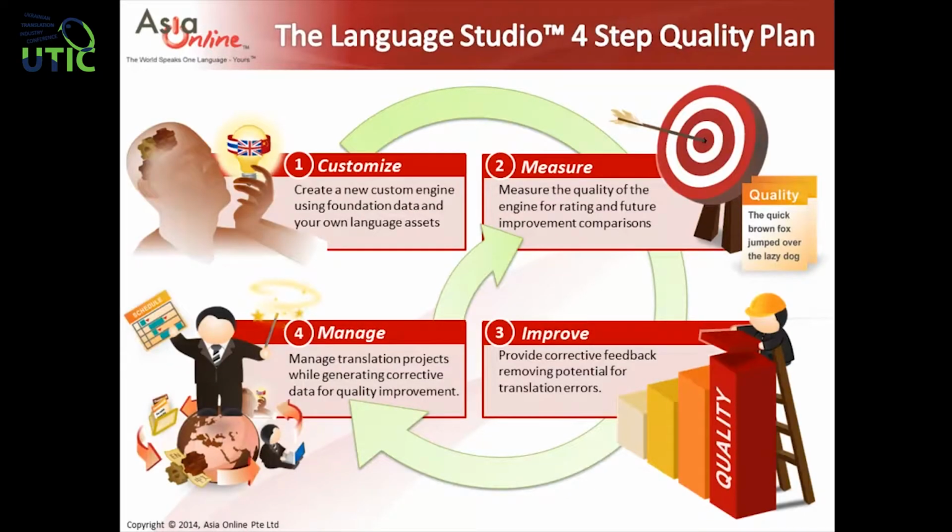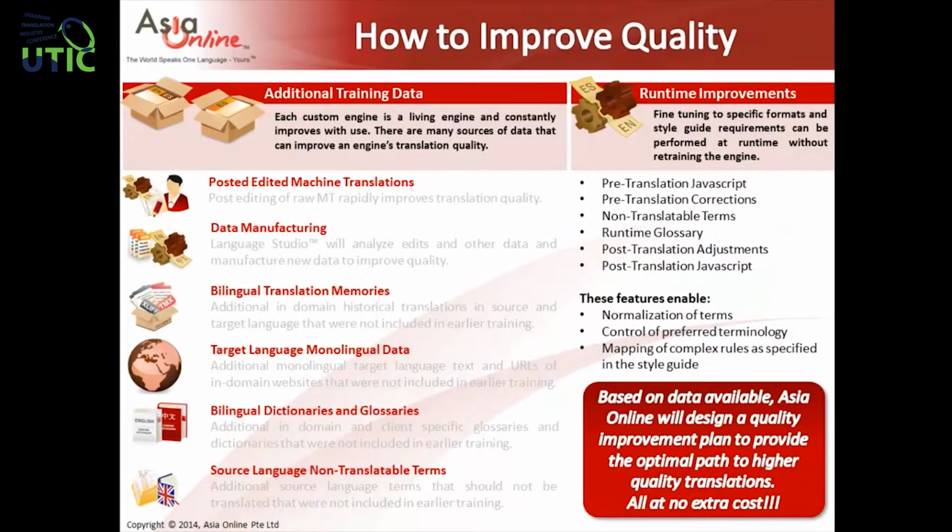So again, the process for improving and building an engine is you customize, then you measure the quality, and then you run some translations through, you correct those translations, and you feed those corrections back. And you go through a few iterations of this before you put a system in production.